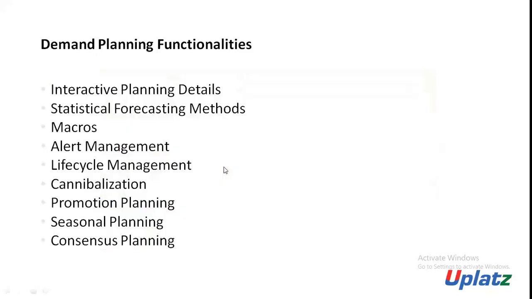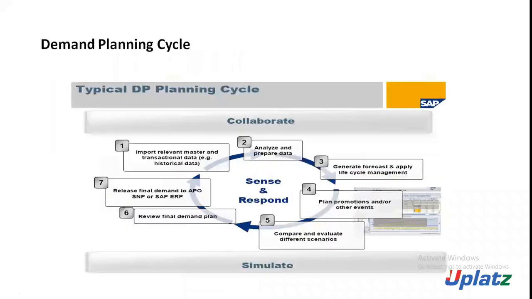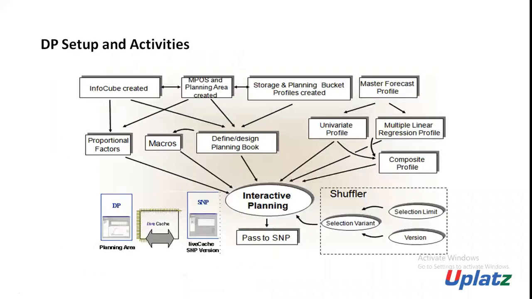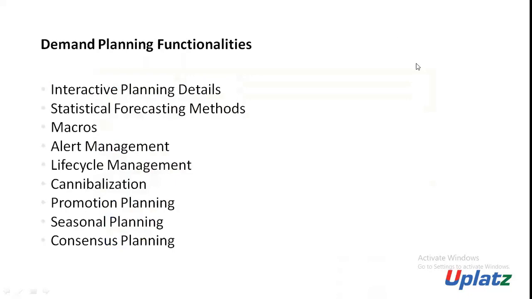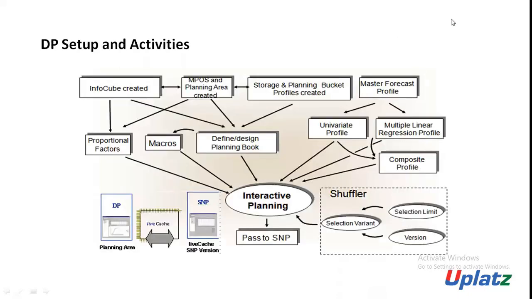Before that, I'm going to cover one of the functionalities of demand planning, which is realignment and copy. After completion of realignment and copy, in this same session, I'm going to cover the pass to SNP. First of all, what is meant by realignment and copy, and where we are going to use this in the configuration part.